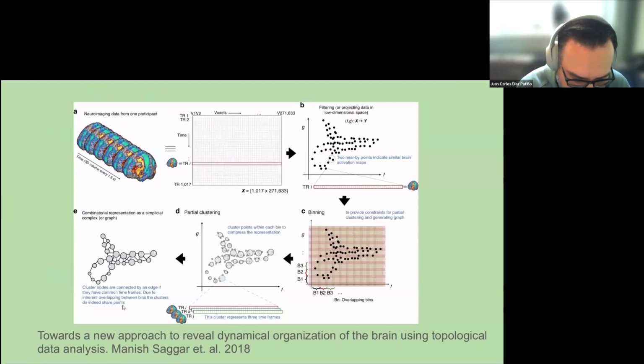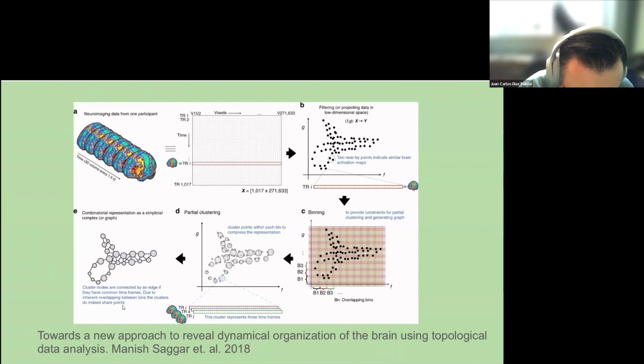In this case, you have a complete image of the brain every 1.5 seconds. So in total, you are going to have 1017 images of the brain. And this is how they look if you are taking these studies.